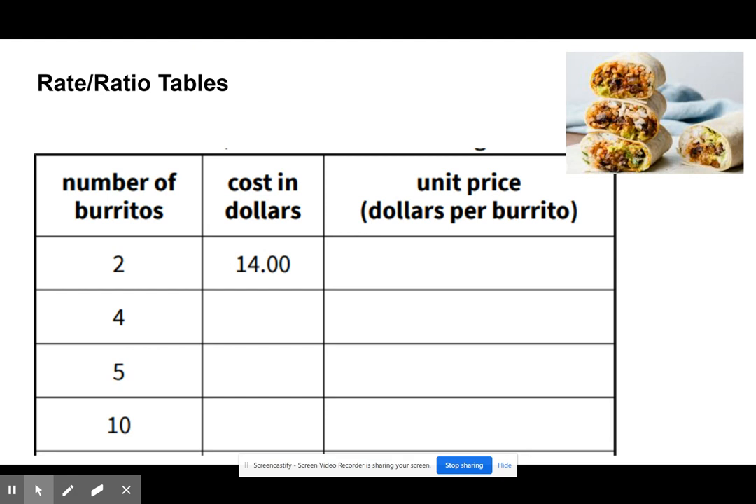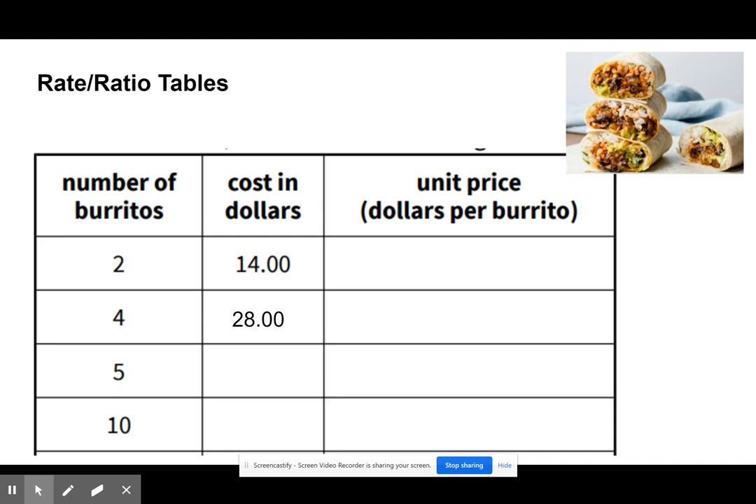Okay, let's take a look at a rate or ratio table because again, it's another tool that we can use to organize equivalent rates. 2 burritos cost $14. 4 burritos would cost how much? Yeah, just double it, $28.